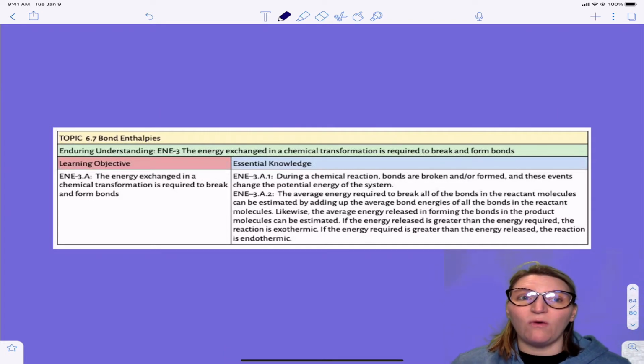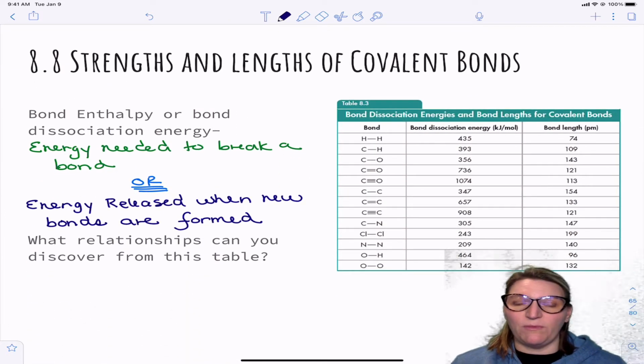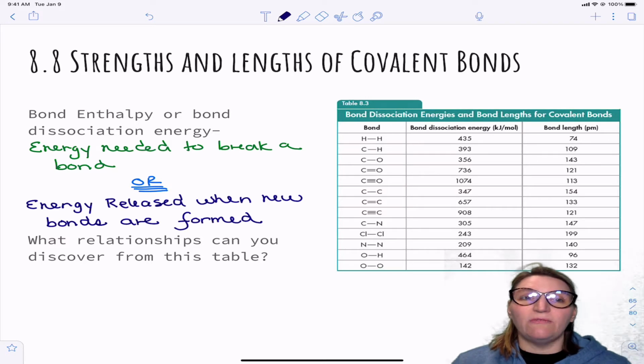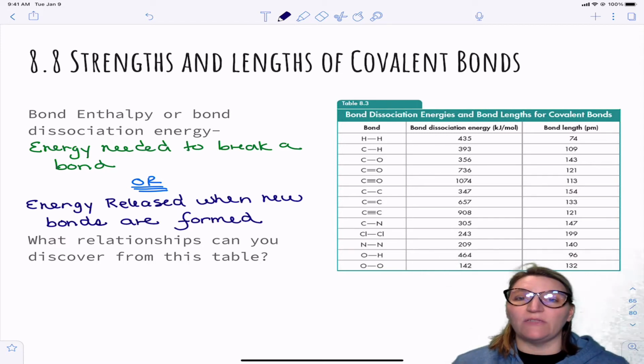And this is how we were able to calculate delta H last year by using the formula that the sum of the bonds broken minus the sum of the bonds formed, and looking at the enthalpy of those bonds. So what is bond enthalpy? Well, bond enthalpy is defined as the energy it takes to break a covalent bond or the energy released when a covalent bond is formed.